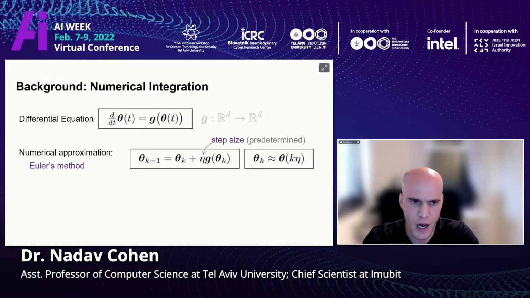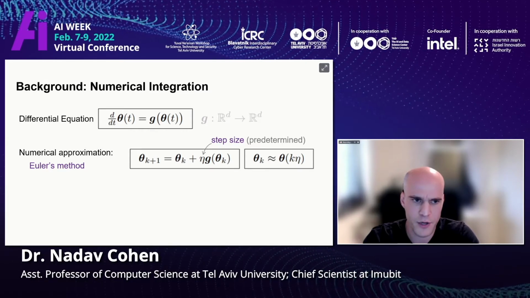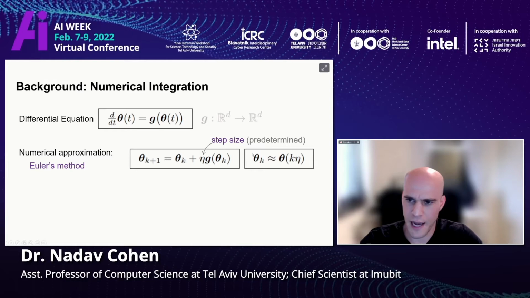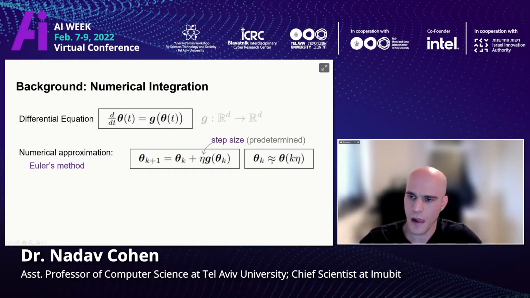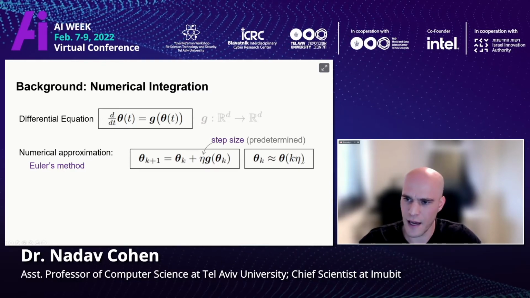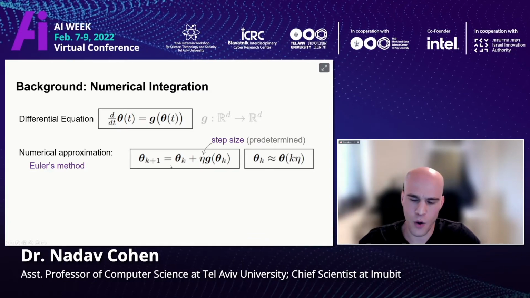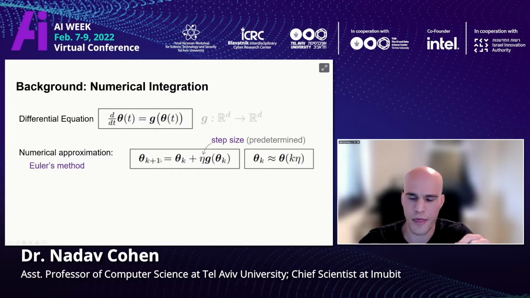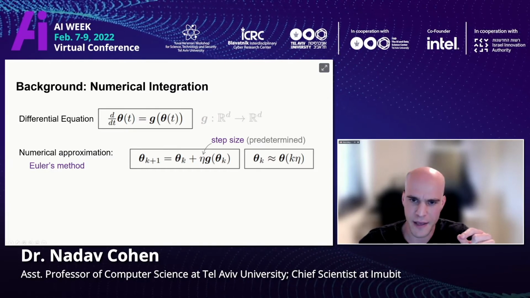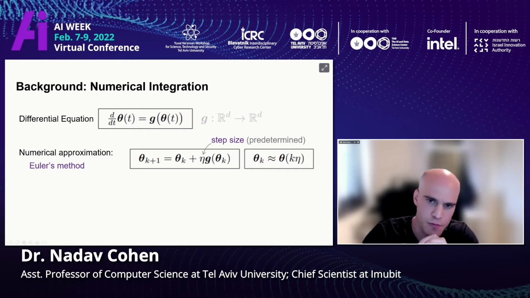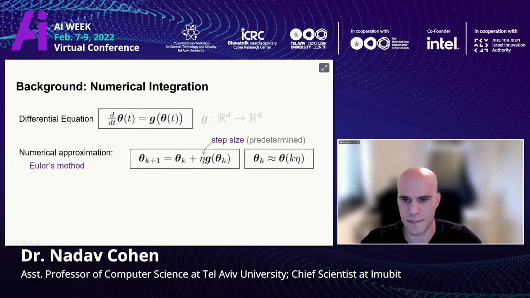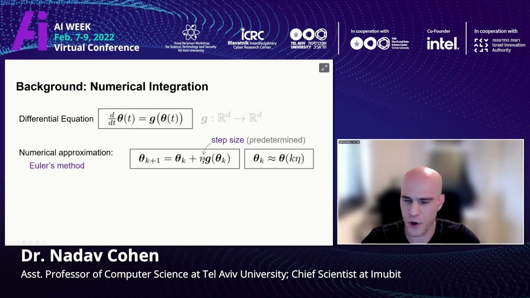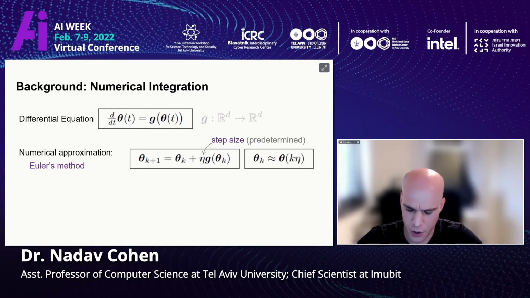A very common approximation method is known as Euler's method. The idea there is that you try to approximate the solution in time steps with eta time in between. Eta is the step size. It is predetermined. And the way that you attain the k+1 estimate is by taking the kth estimate and adding to it a small movement in the direction of the vector field. The movement is scaled by the step size. And so this is Euler's method. It's perhaps the most basic numerical integrator.